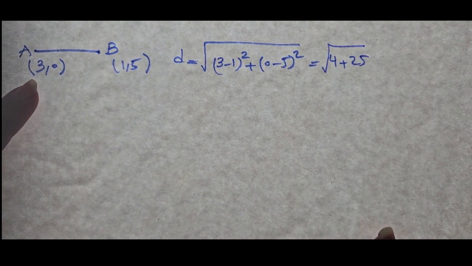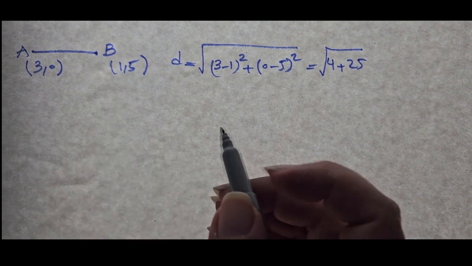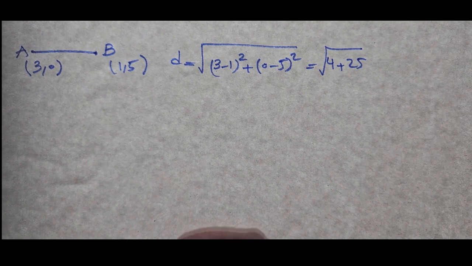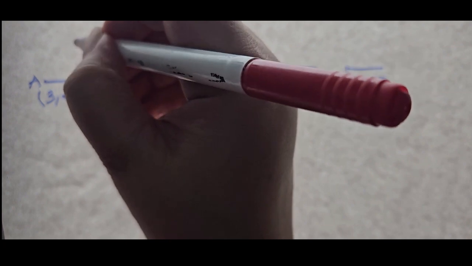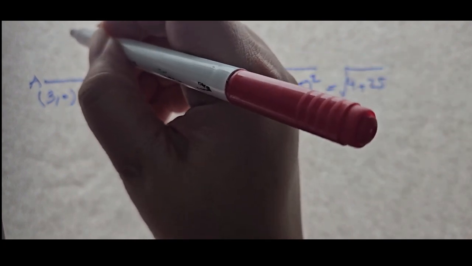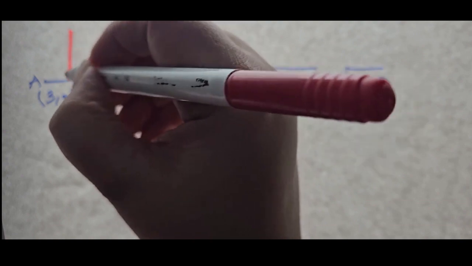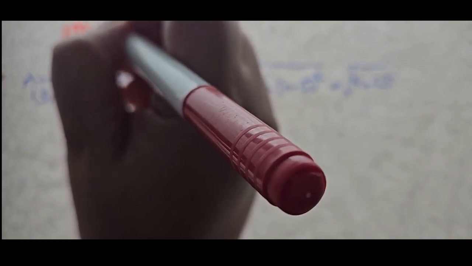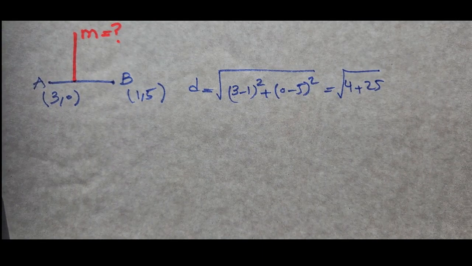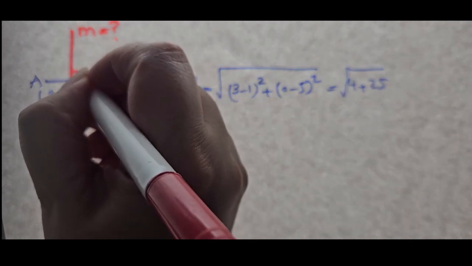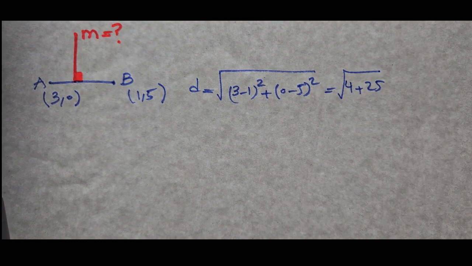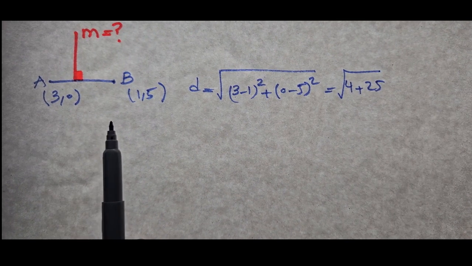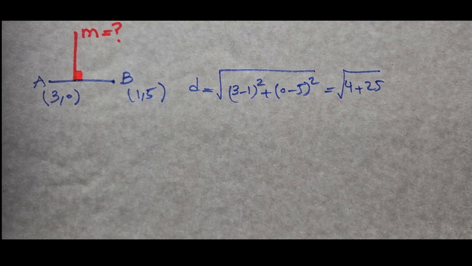So the final answer would be D, square root of 29. Okay? Now, let's assume the question is asking you to find the slope of another line which is perpendicular to the line AB. So let's call the slope of the second line, the red line, M. And the question is asking you to find the slope of the red line, which is noted as M.